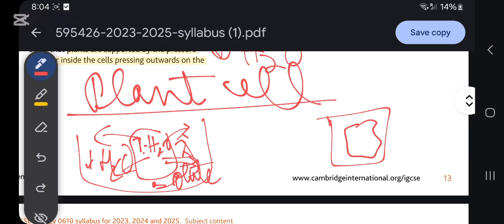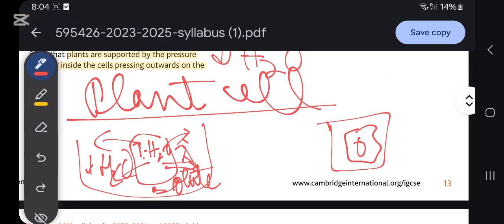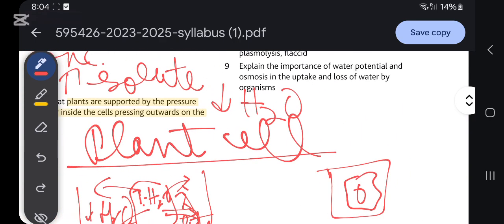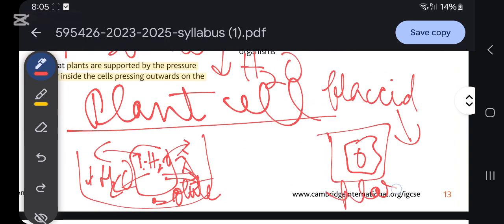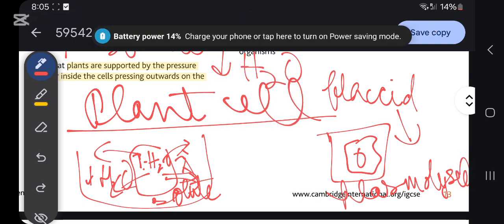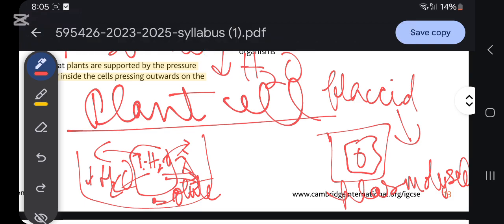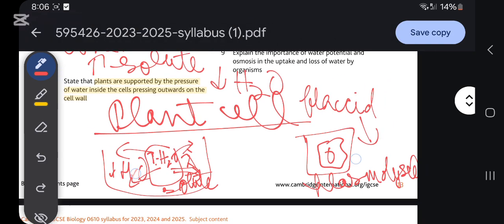The plant cells are going to become flaccid. The cell membrane will pull away from the cell wall and the vacuole will shrink. The term that you use is flaccid, and eventually it will become plasmolysed. When it becomes plasmolysed, basically the cell membrane has pulled away from the cell wall and the vacuole has shrunk.